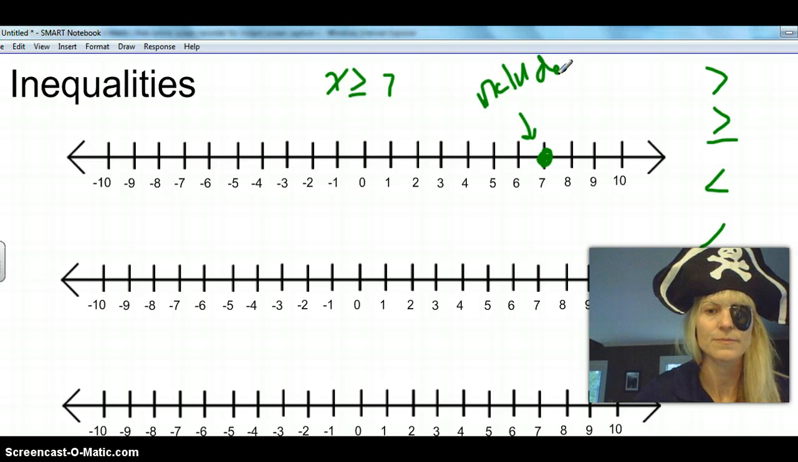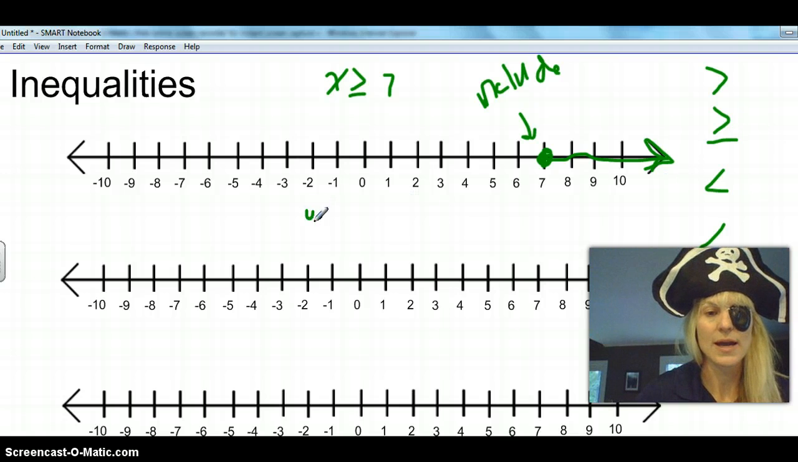So I'll put include. And so is 8, 9, and 10, and so is 7.1, 7.2, 7.3. So we just draw an arrow like this. And that's very simply how you graph the inequality. You have to make sure you have a solid dot for the equal to, and then all the numbers that can possibly be placed in for x. Okay, so let's look at another example.